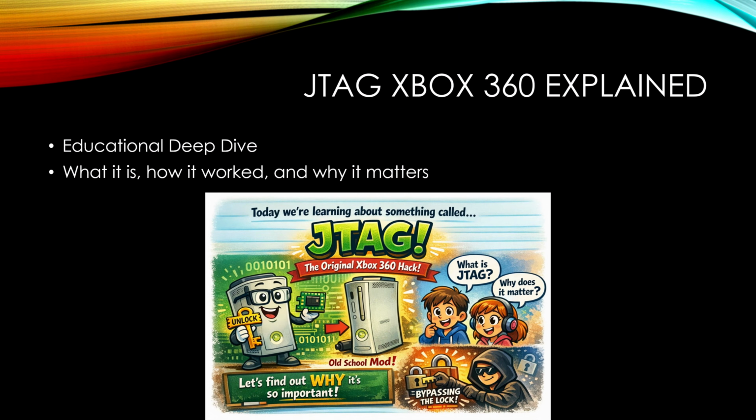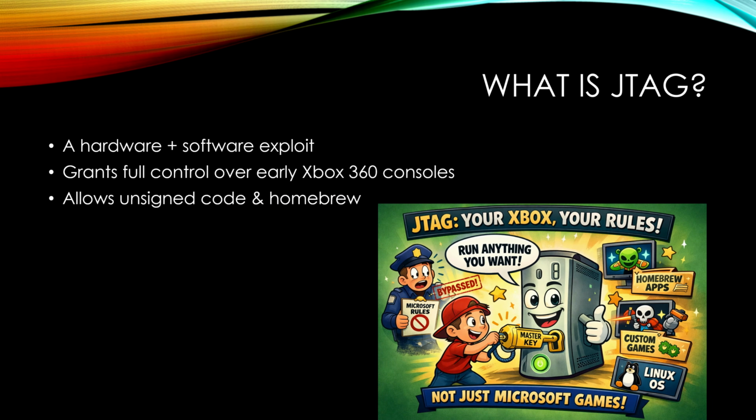In this video, we'll be doing an educational deep dive into the JTAG exploit in full context: what it is, how it worked, and why it represents a foundational failure in the Xbox 360 security boot trust model. So, what is JTAG? JTAG is like giving the Xbox permission to run anything you want, not just games from Microsoft. JTAG combines a hardware debug interface with a software vulnerability, allowing unsigned code execution at the lowest privilege level.